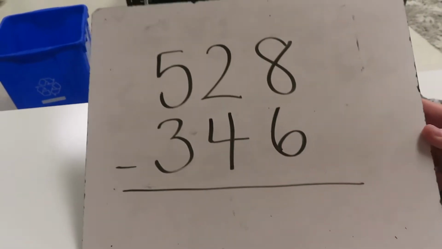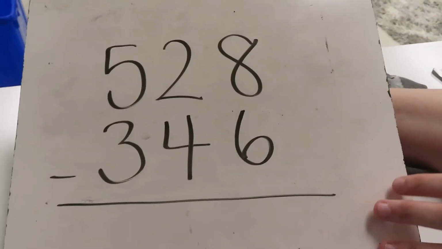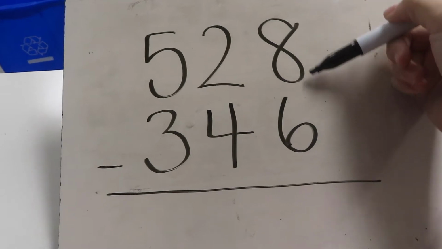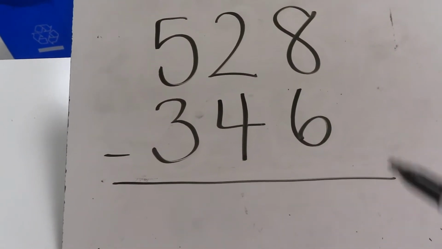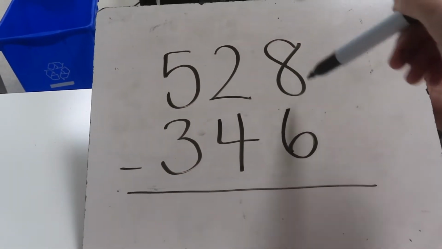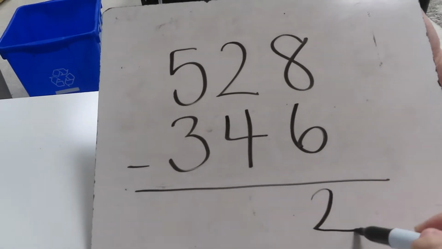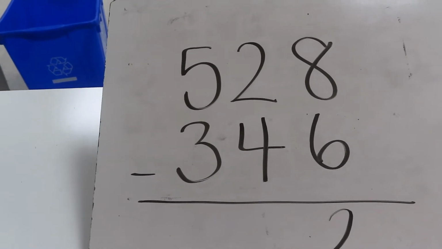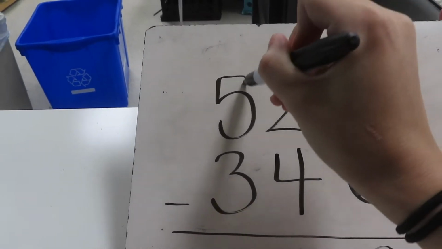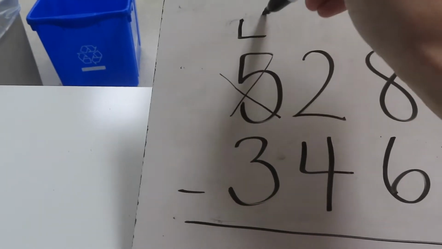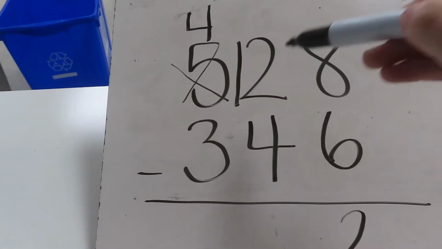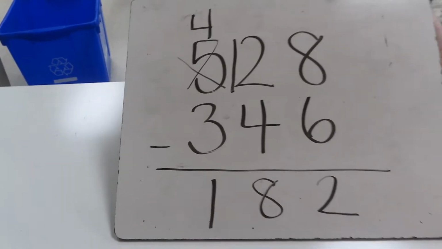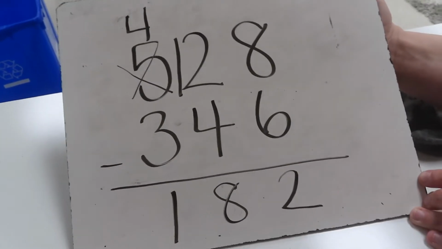Alright, for our next problem we have 528 minus 346. This one's a little bit different from the first one because, as you can see, in the ones column we don't need to borrow yet. So 8 minus 6, we know that's just 2. Then we move to the tens and we see 2 minus 4. We cannot do 2 minus 4, so we have to borrow from the hundreds, make the 5 into a 4, make this a 12. So 12 minus 4 is 8, and then 4 minus 3 is 1. So your answer would be 182.